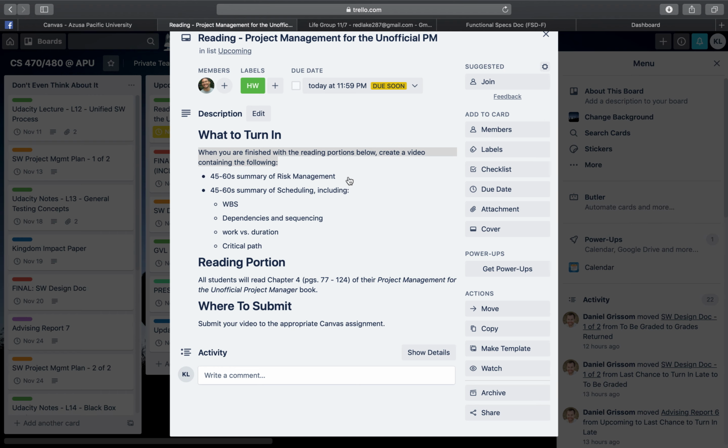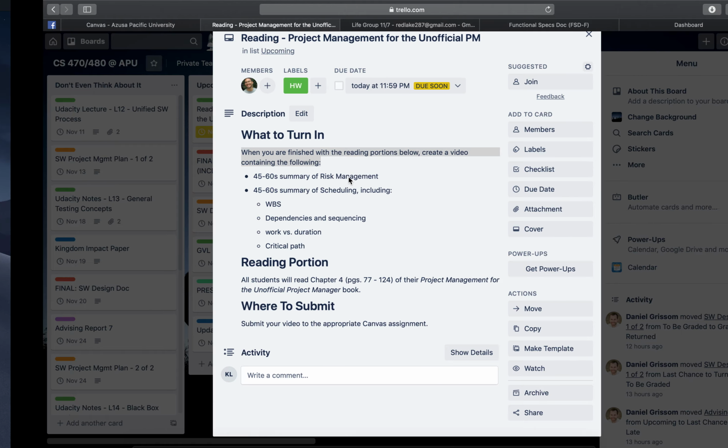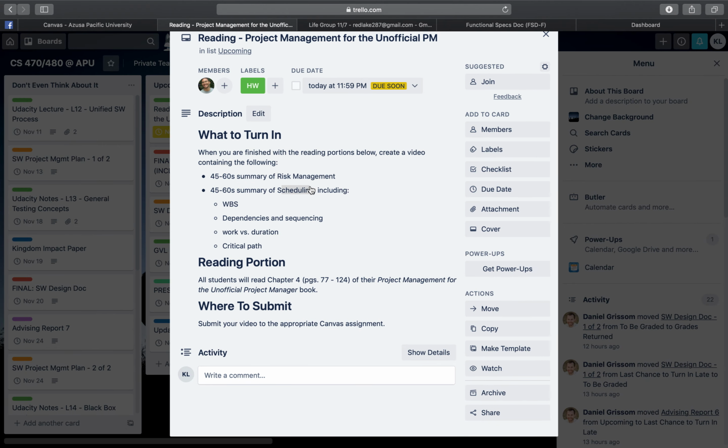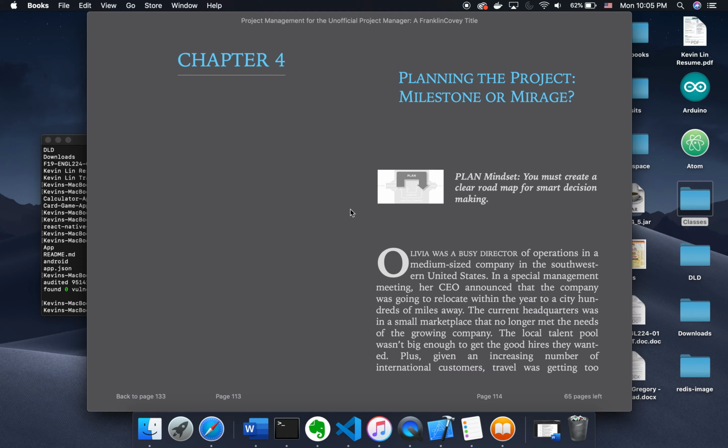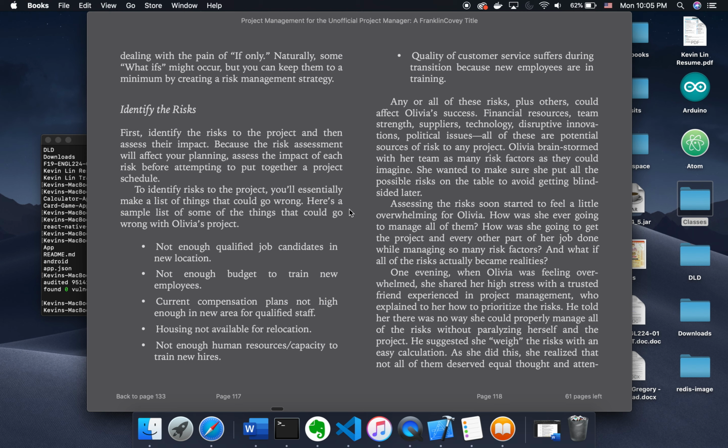This is my project management, the unofficial project management summary on chapter 4, particularly the risk management and the scheduling. For the risk management portion, what it talks about is to identify what are the risks that we're dealing with. For example, if we're starting a company and we don't get quite enough candidates for a new location, that would be a risk, and having a budget system, etc.